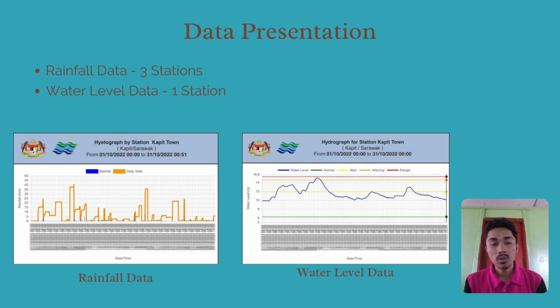For the water level data, we are going to monitor one station, which is Kapit Town. So from these 2 hydrographs we obtain from the website, we can do analysis, and hence we will provide the average precipitation of the area by approaching it using various methods.